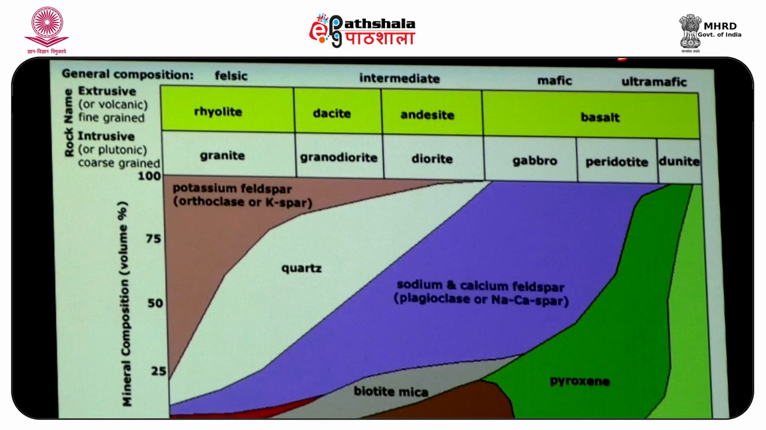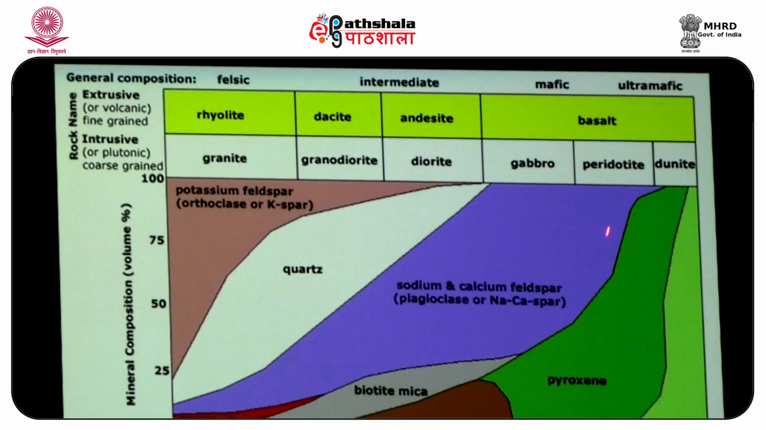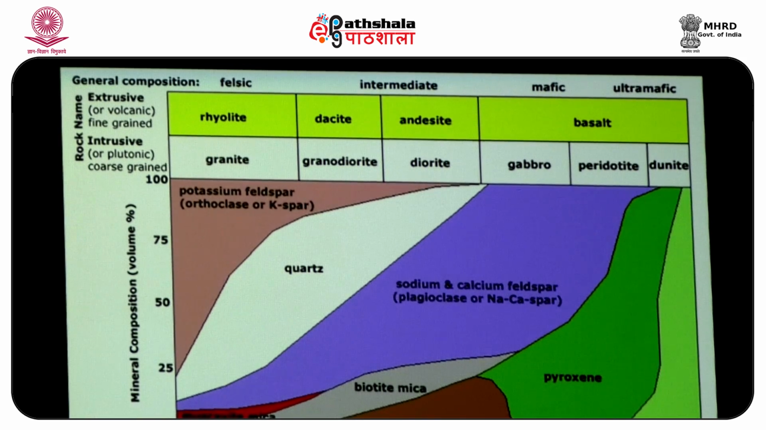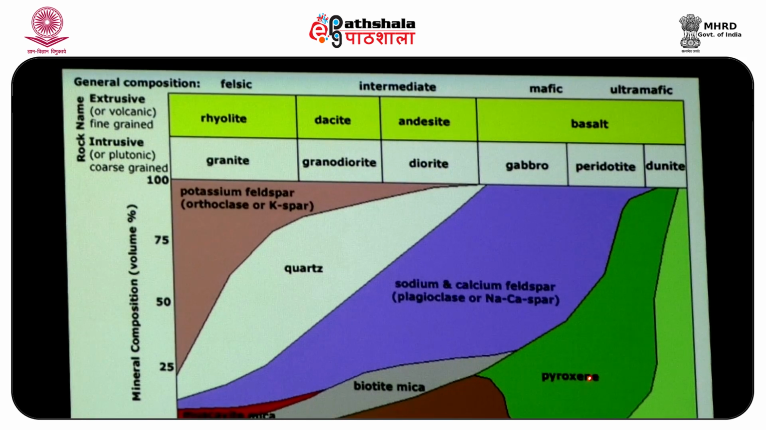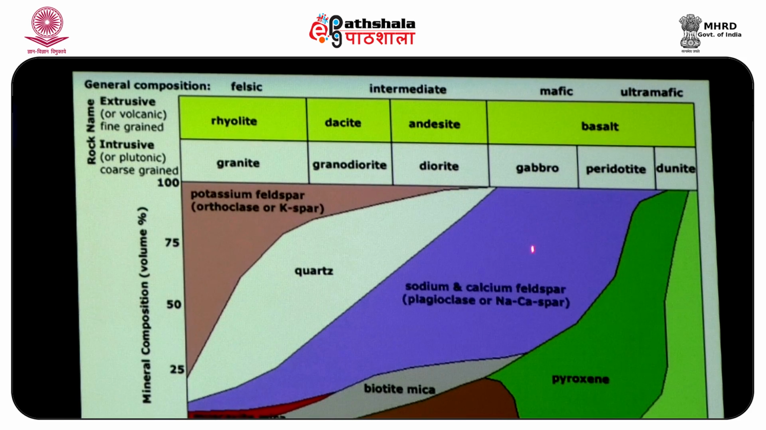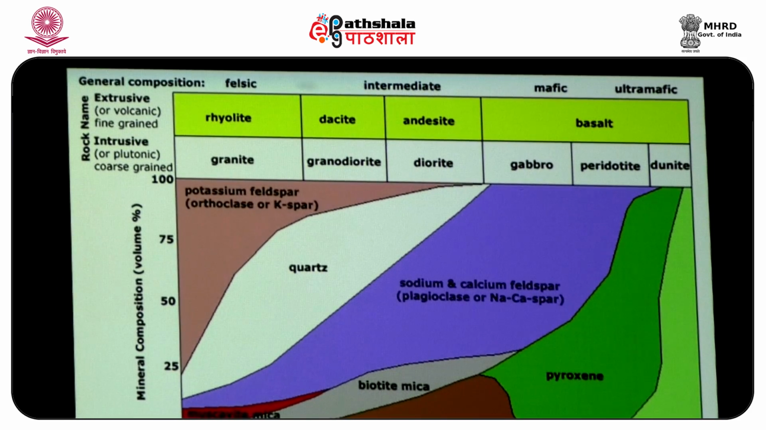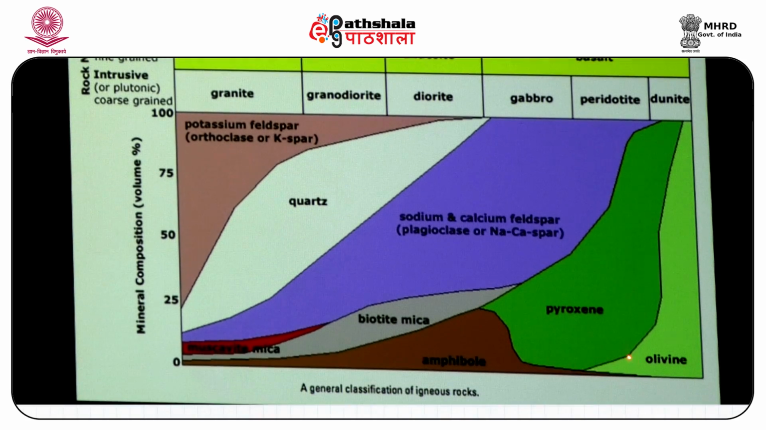So, ultramafic rocks will be those rocks which will basically have only olivine and pyroxene. Mafic rocks will have pyroxene, plagioclase, and to some extent olivine and amphibole.